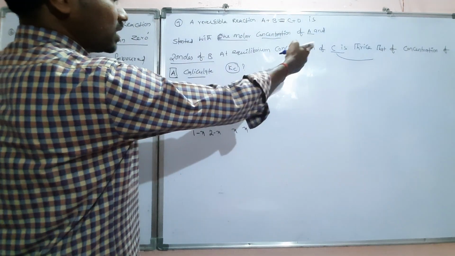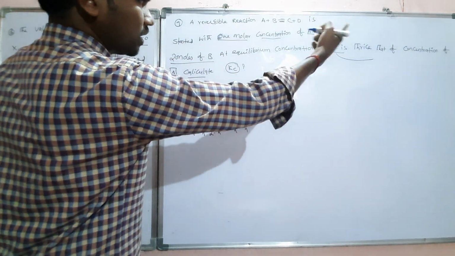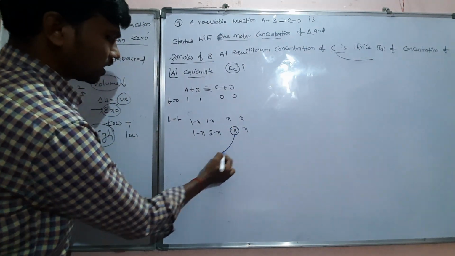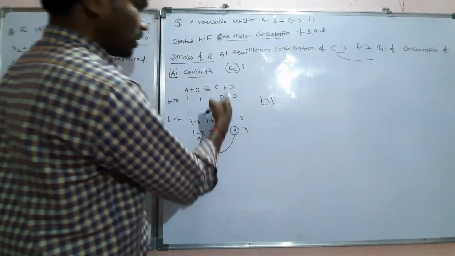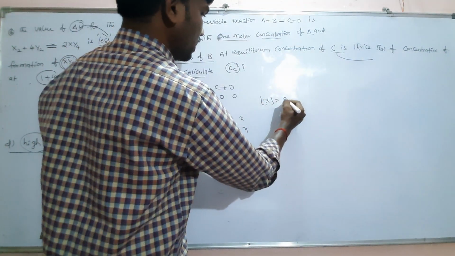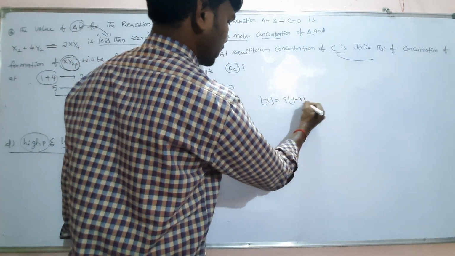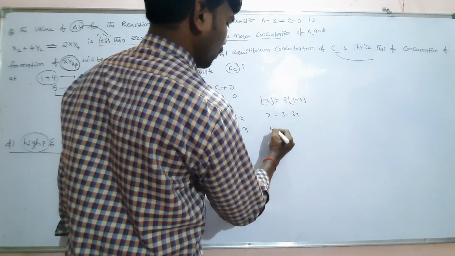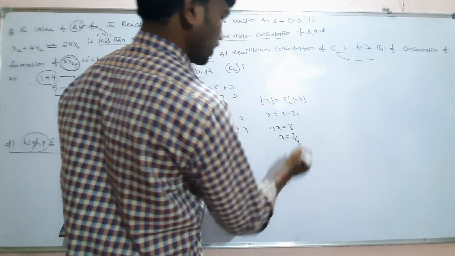So now you apply this statement: at equilibrium, the concentration of C is thrice that of the concentration of A. That means x, the concentration of C, is equal to thrice the concentration of A. What is the A concentration? 1 minus x. So x is equal to 3 minus 3x. So 4x is equal to 3, then x is equal to 3 by 4.